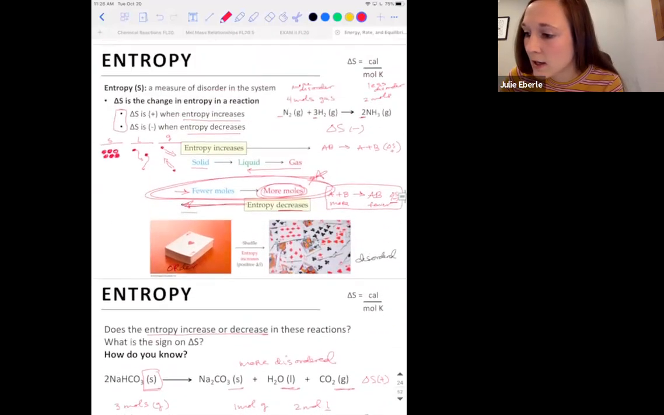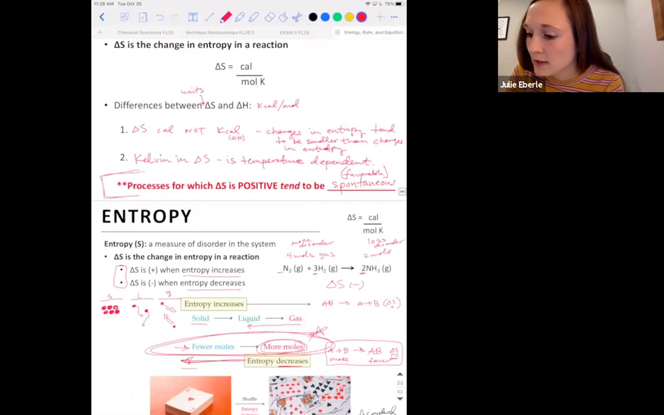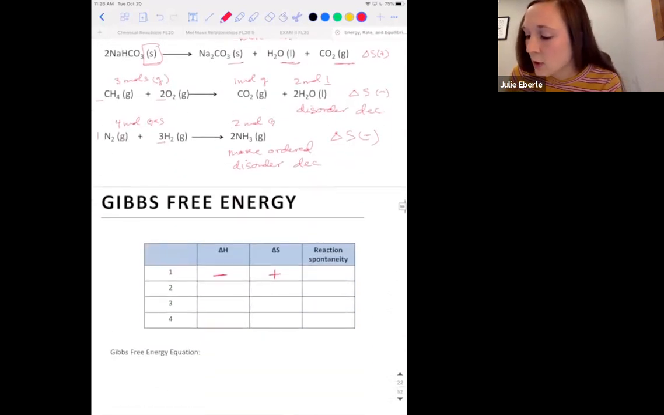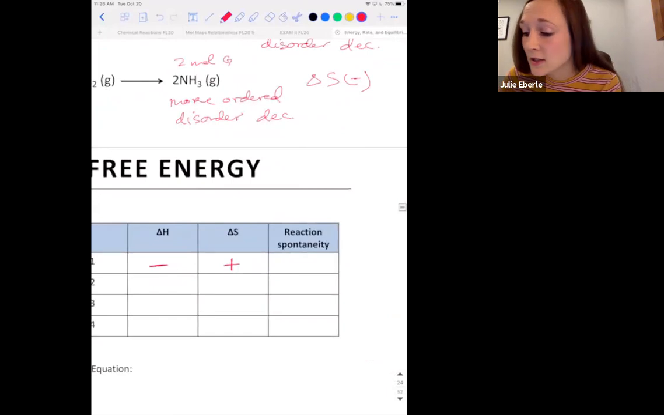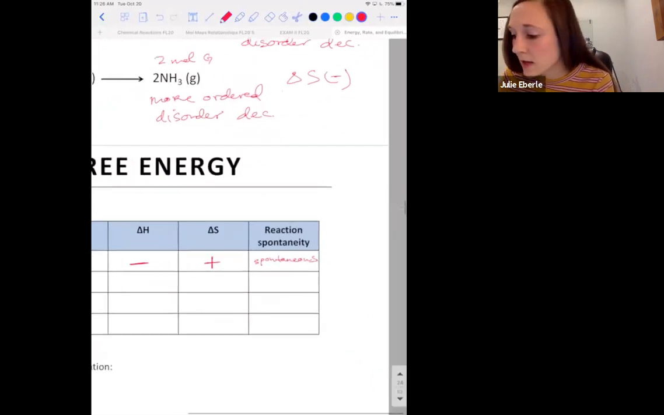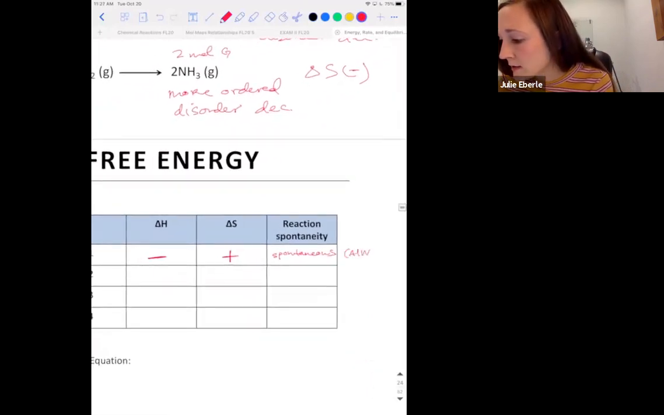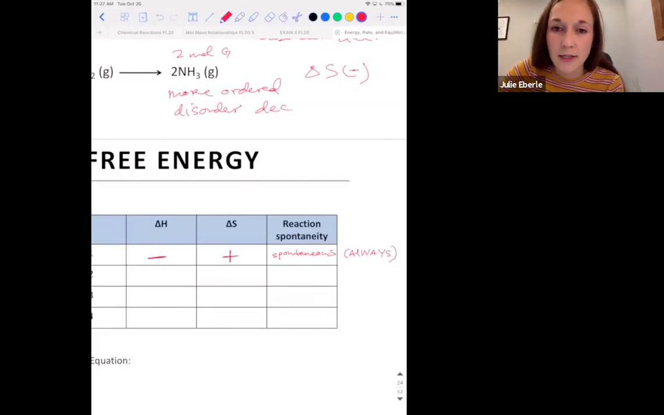That's what we said. Where did we go? Right here. Processes for which delta S is positive tend to be favorable. And we looked at ice melting as an example of that. So when delta H is negative and delta S is positive, you can take this to the bank that every single time a reaction has a negative delta H and a positive delta S, that is always going to be spontaneous. Always favorable, always spontaneous. That reaction will happen. Okay?